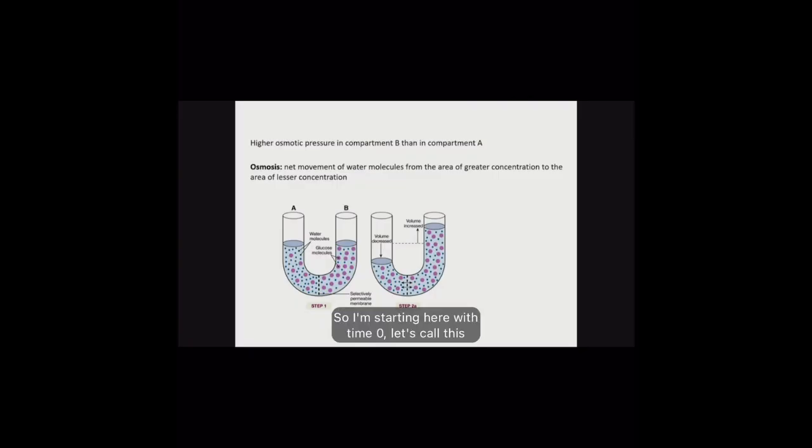So I'm starting here with time 0. Let's call this time 0, okay? And I have higher amount of glucose here, lower amount of glucose in A. But this selectively permeable membrane is permeable to water and to glucose. So what would happen initially? First step, what do you guys think?